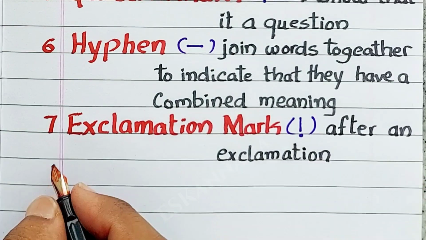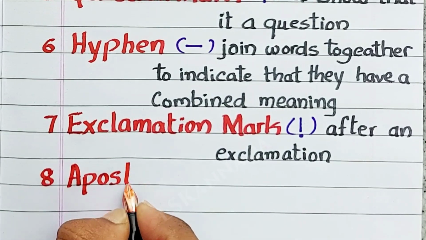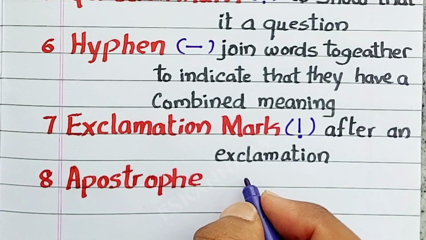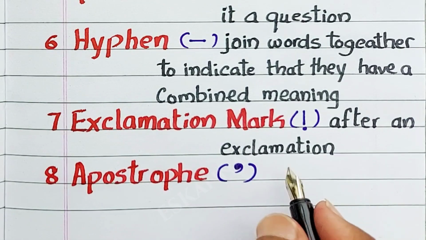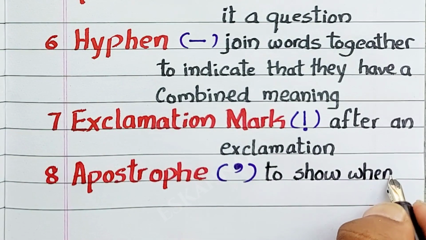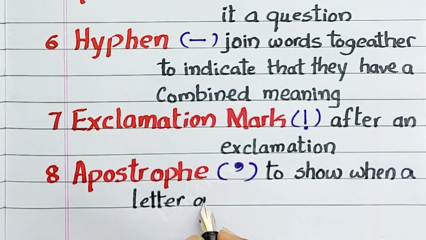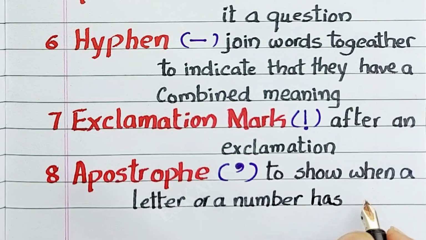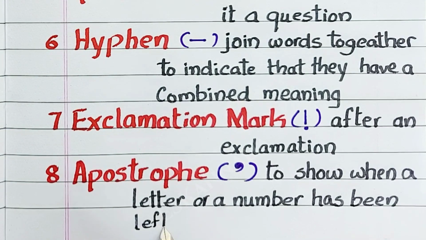Eighth point, apostrophe. Its symbol looks like this. It's used to show when a letter or a number has been left out.